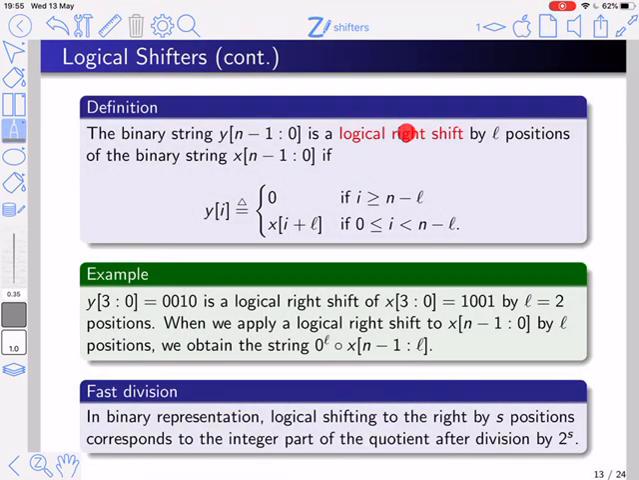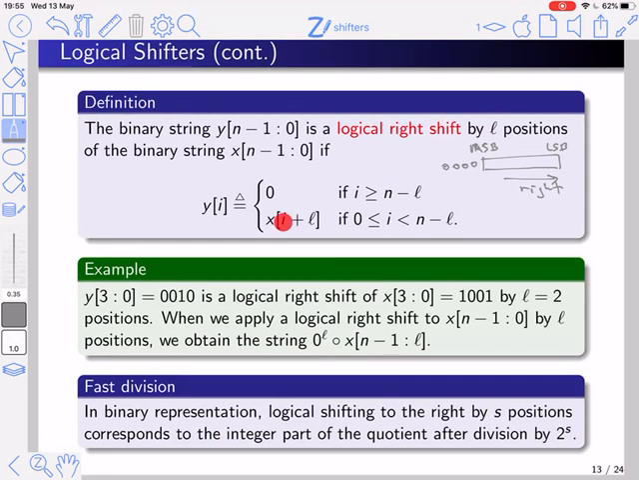You could also talk about right shifting. In right shifting, this is your string. This is, of course, the least significant bit. This is the most significant bit. And now you're doing a shift to the right. So you are padding zeros from the left, and pushing them inside. And this is what you see over here. yi will equal 0 if i is greater than or equal to n minus L. Otherwise, in position i of string y, you will see x of index i plus L.